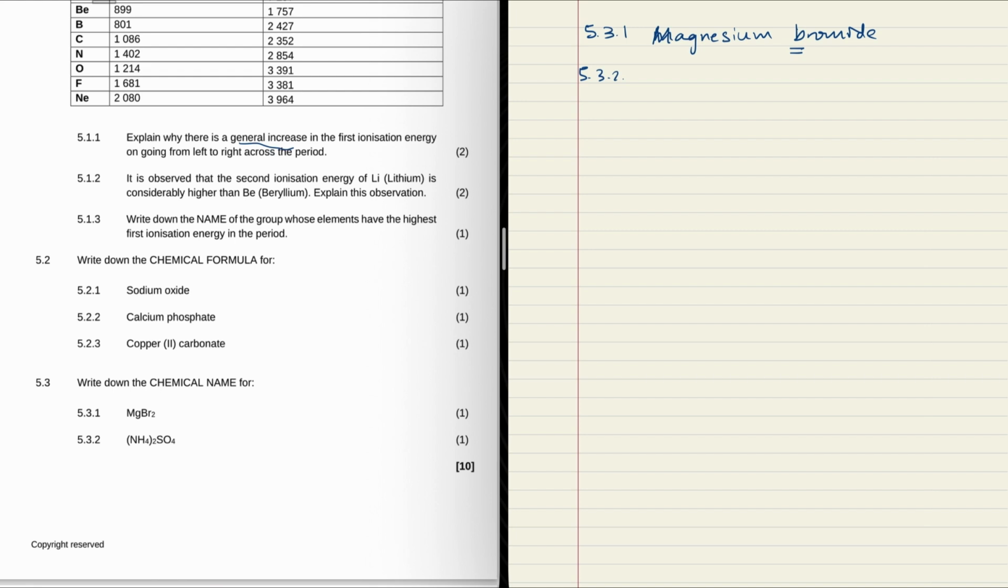5.3.2, this is going to be NH4, that's going to be ammonium. So NH4 is ammonium, and then SO4 is sulfate. Small letter s, sulfate.